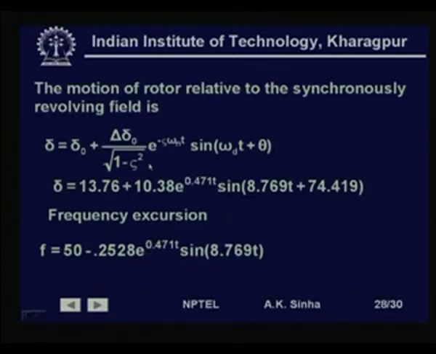However, when we see the expression for delta angle with time, delta is equal to 13.76 plus 10.38 e to the power 0.471 t. Now, this is positive. So, as t keeps increasing, the second term will keep on increasing. The same thing happens for the frequency term. As t increases, the frequency will keep increasing, which shows that the system is going through a runaway condition, that is, its frequency will keep on increasing with time.